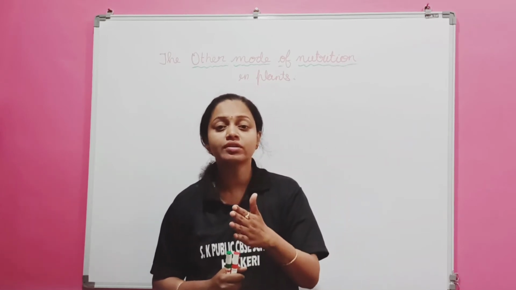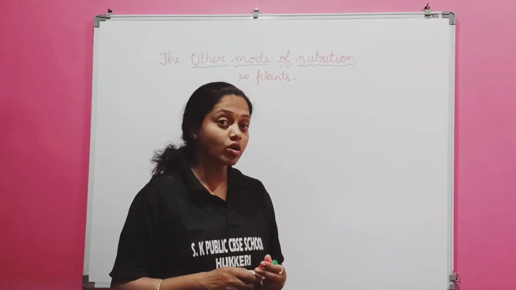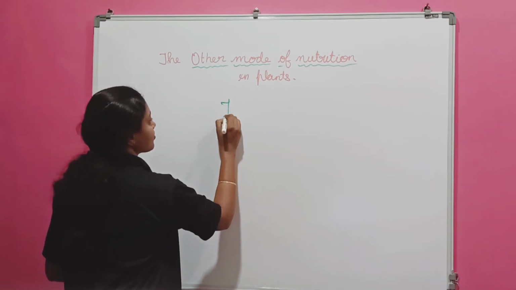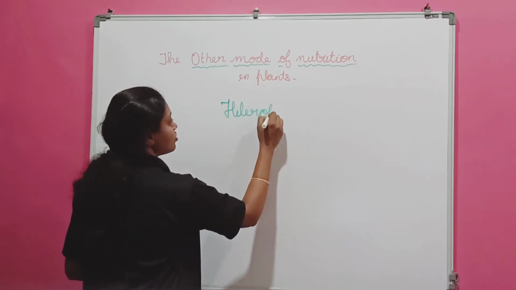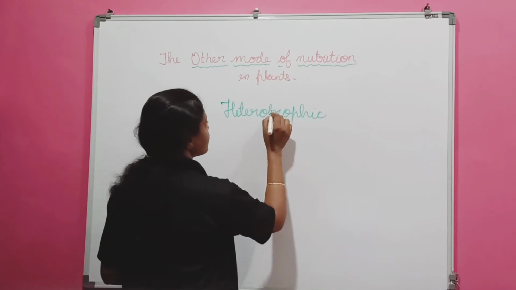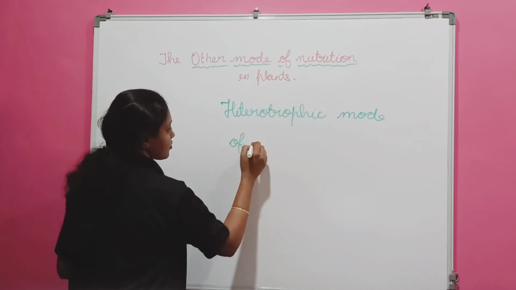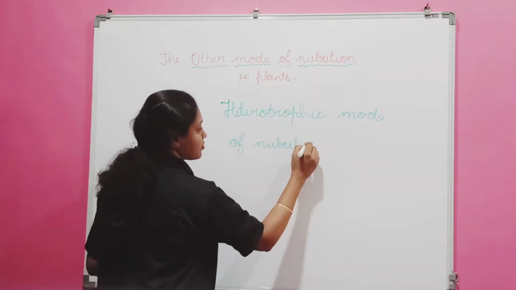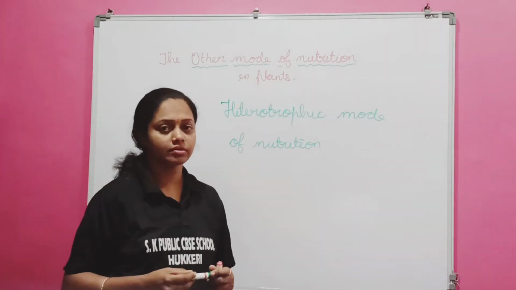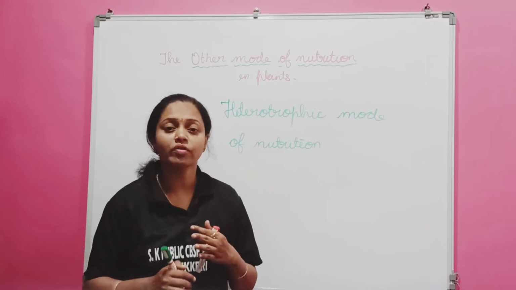They use the heterotrophic mode of nutrition. How is that mode of nutrition called? Heterotrophic mode of nutrition. Hetero means dependent, heterotrophic. So they will use the heterotrophic mode of nutrition.